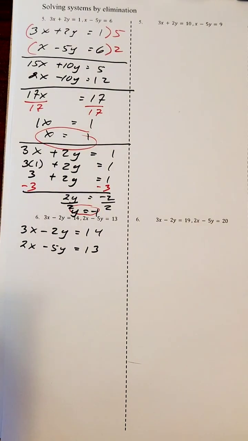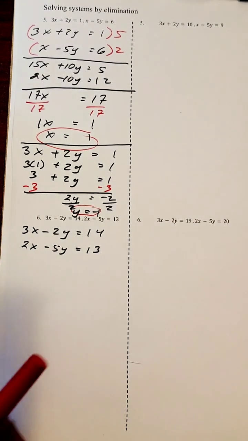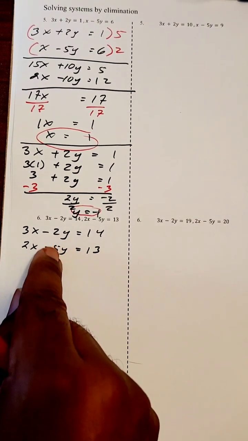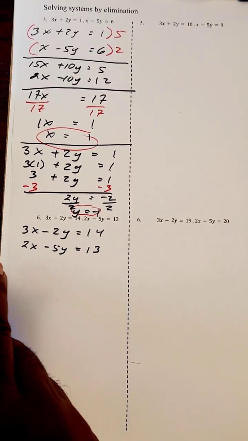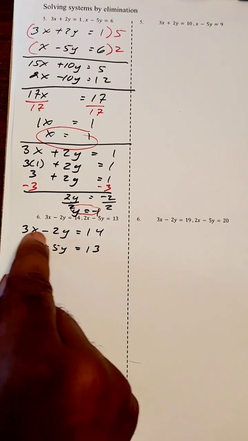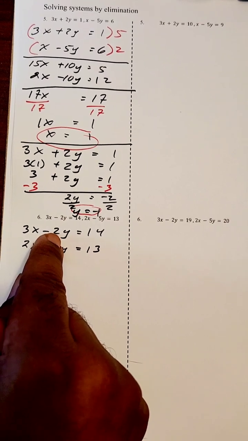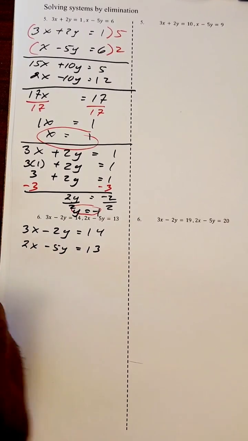I can make my own additive inverses by finding the least common multiples. The least common multiple for the y's would again be 10 because I have a 2 here and a 5 there. But I need one to be positive, the other one to be negative. So I'll make that the negative 10 and I'll make that the positive 10.